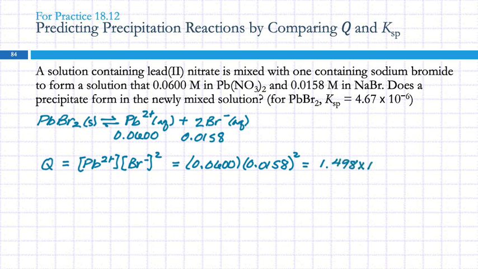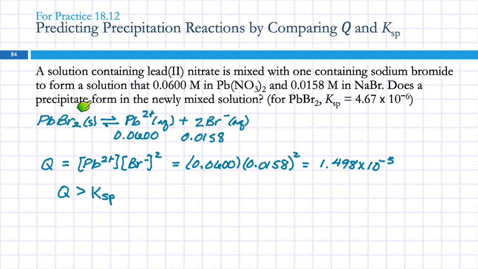.498 times 10 to the minus 5. So when this gets to equilibrium, Q has to equal KSP. Is it currently bigger or smaller than KSP? It's bigger, right? Q is bigger than KSP. So that means that this reaction is going to proceed in a direction that's going to make these concentrations lower.